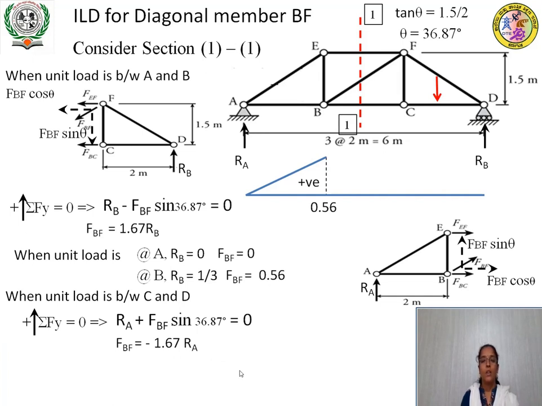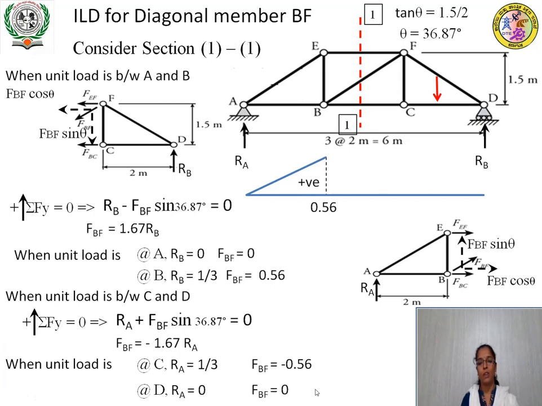When the unit load is at C, RA will be equal to 1 by 3 because it ranges from 0 to 1, where 1 will be at A. So this ordinate will be 1 by 3. Therefore, minus 1.67 into 1 by 3, that will be equal to minus 0.56. So force in member BF will be equal to minus 0.56. And when the unit load is at D, RA will be equal to 0. Therefore, force in member BF is equal to 0.